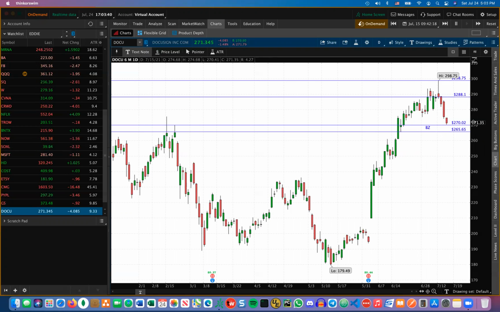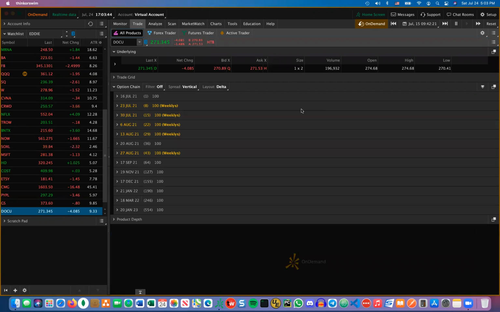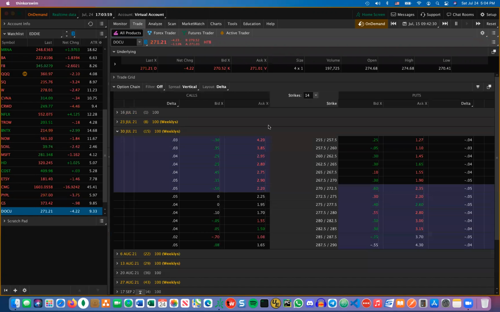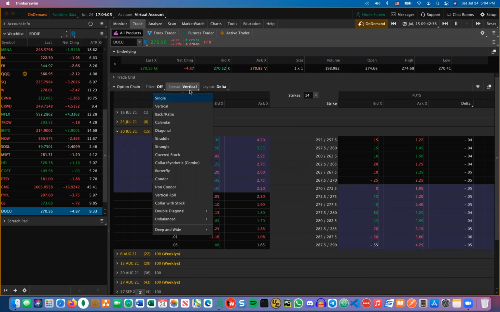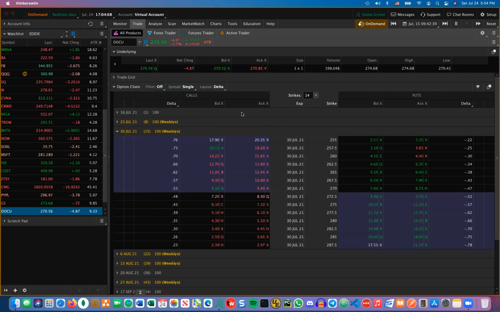What we learned by looking at the option chain is that Delta can tell us what the expected price of premium is. So I'm going to talk about that a little bit. And for this example, I'm just going to choose a short expiration date of maybe July 30th. Okay, so 15 days. I'm going to give myself 15 days. And I'm going to switch these from verticals to single on my option chain.